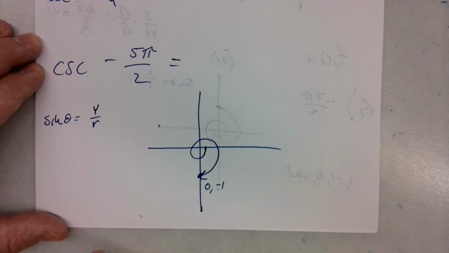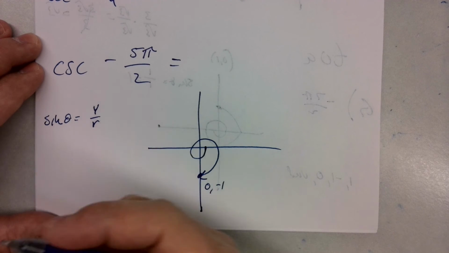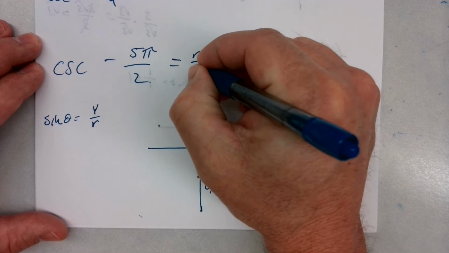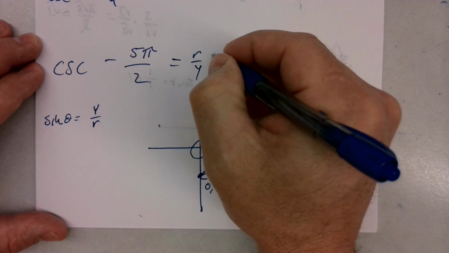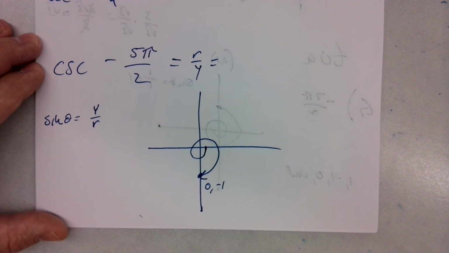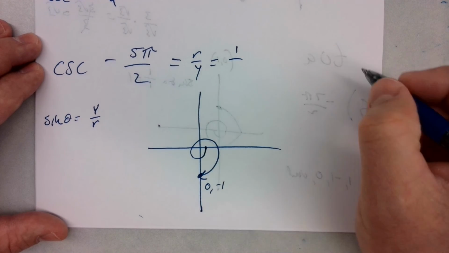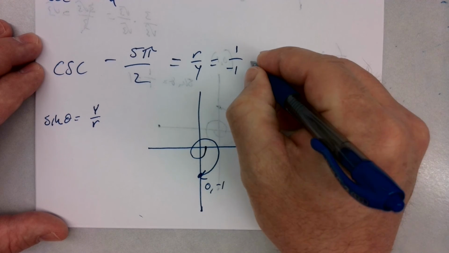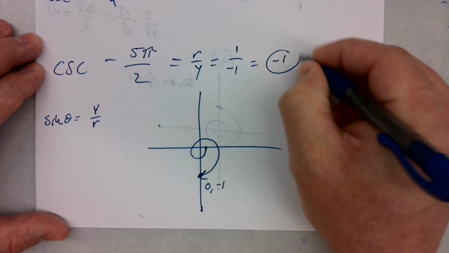It's y over r, correct? So this cosecant is going to be r over y, right? Well, what's that going to be for this point then? Well, what's r? 1 over -1, which is -1.